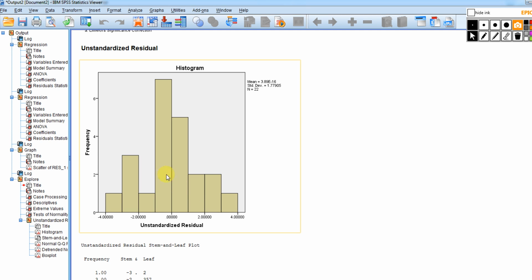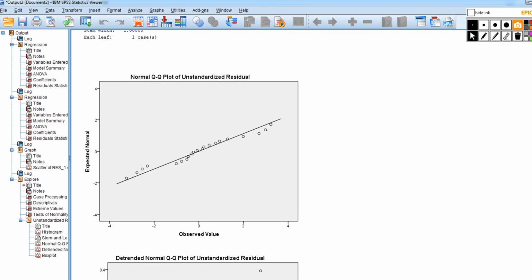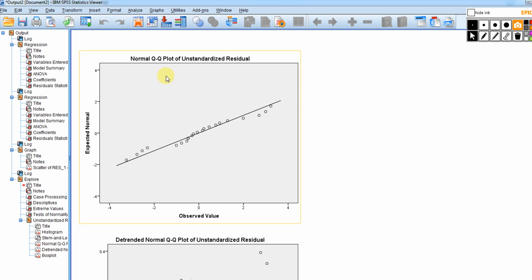Other kinds of plots, you have the QQ plot. What you're doing is looking to see how closely your observed values are fitting this regression line. And the regression line reflects what would be expected if the data were following a normal distribution. So as long as the data points are falling very close to the line, that would signify that you've got evidence of normality.